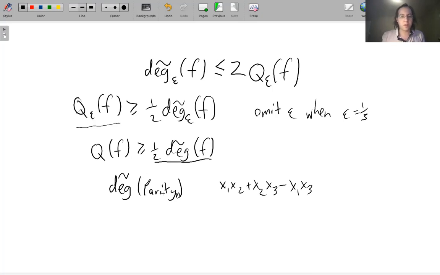Okay, so to show that you must use high degree sounds like a complicated task. There's a trick to doing so, and the trick dates back to the 60s.